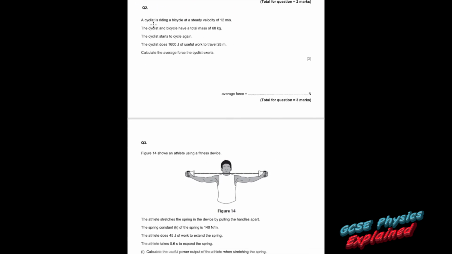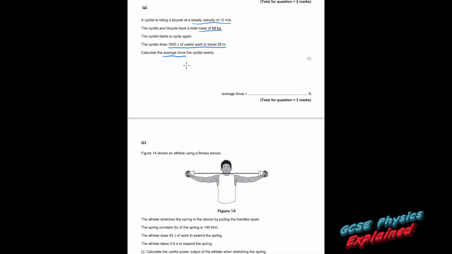Question 2. A cyclist is riding a bicycle at a steady velocity of 12 metres a second. The cyclist and bicycle have a total mass of 68 kilograms. The cyclist starts to cycle again. The cyclist does 1,600 joules of useful work to travel 28 metres. Calculate the average force the cyclist exerts. What they've done is give you loads of bits of information to try to put you off. It's what you call an ambiguous distractor.